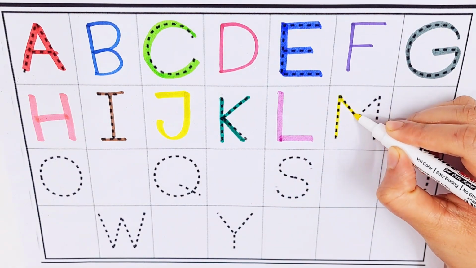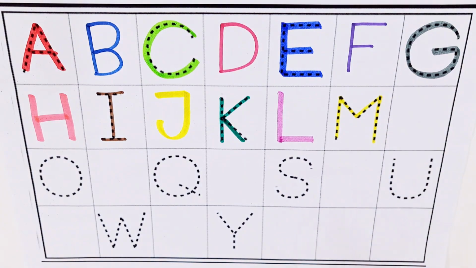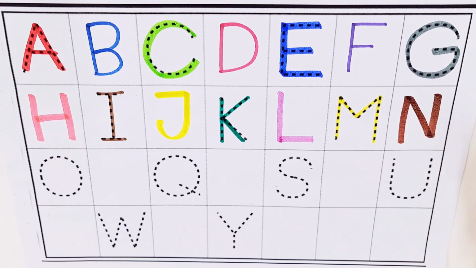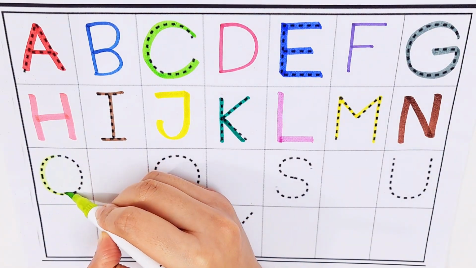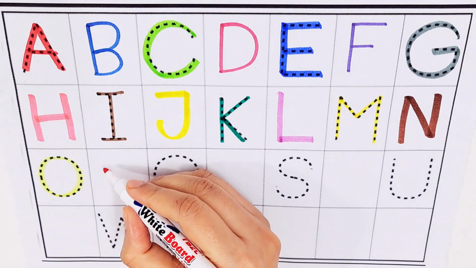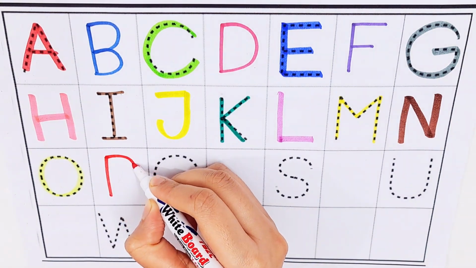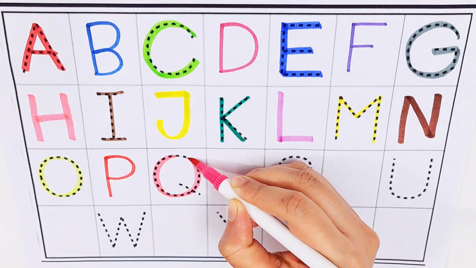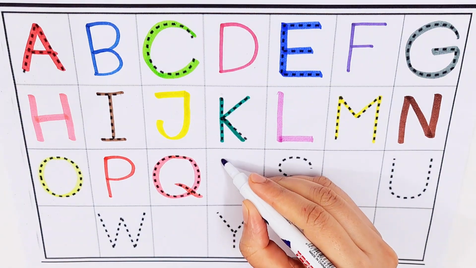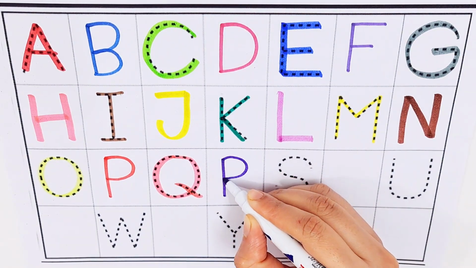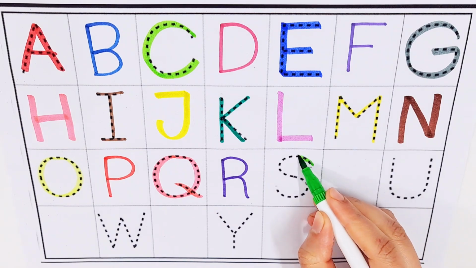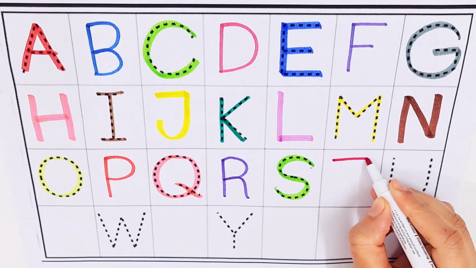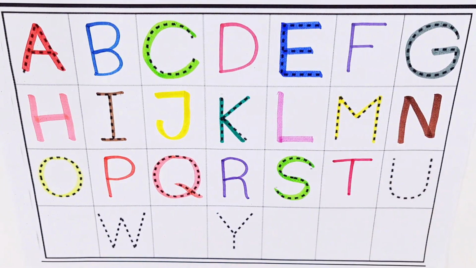M for mango. N for nose. O for oxygen. P for pencil. Q for queen. R for ring. S for star. T for tiger.